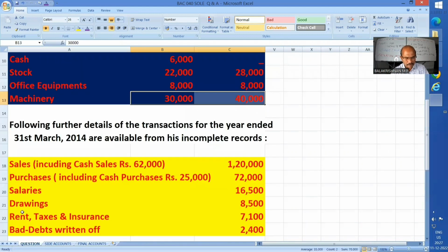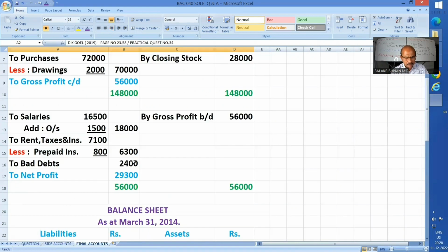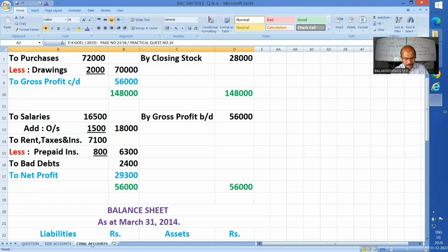And when we took all these items, we never considered this bad debt because it is a non-cash item. It had nothing to do with the cash payment or cash receipt. It is a bad debt written off, 2,400. So that is also a nominal account to be taken into the profit and loss account. So that also is taken. And the difference is 29,300 net profit. Let us check this one, 56,000 and 29,300. Yes, 56,000 and 29,300.